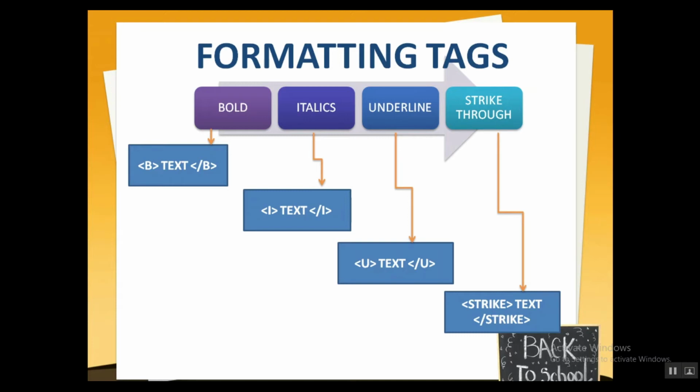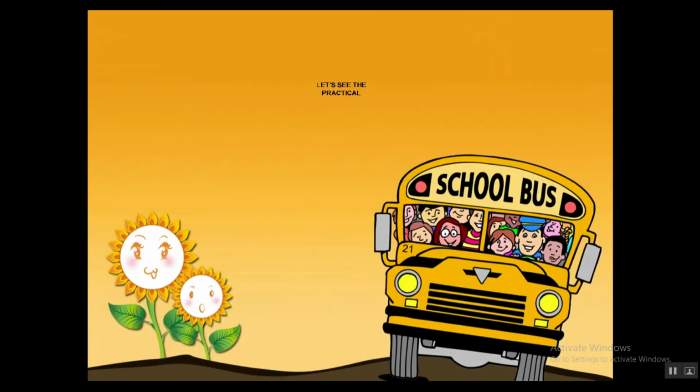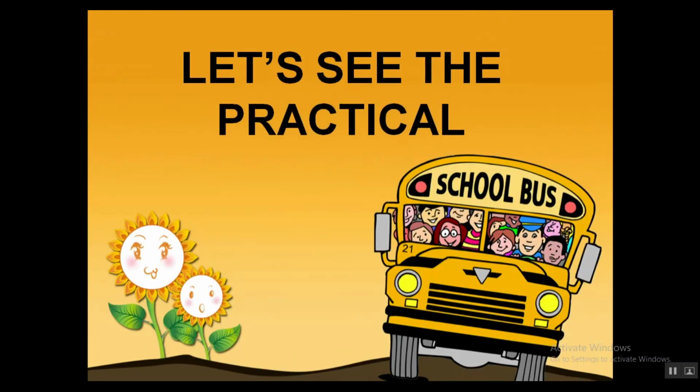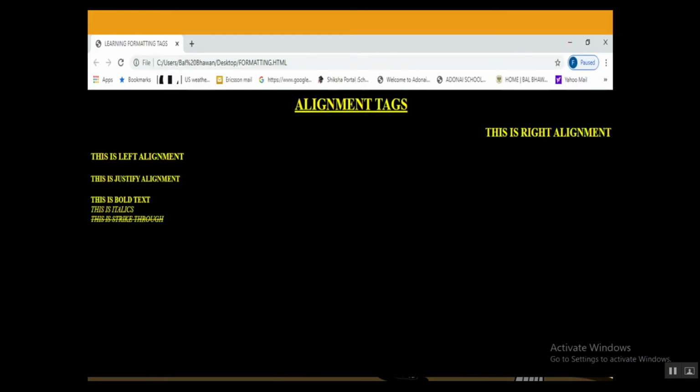Then you will write down the text and close your strike through text with the help of the slash sign. So these were your formatting tags. Now let's see the practical. Before I show you the coding, I would like to show you the output.